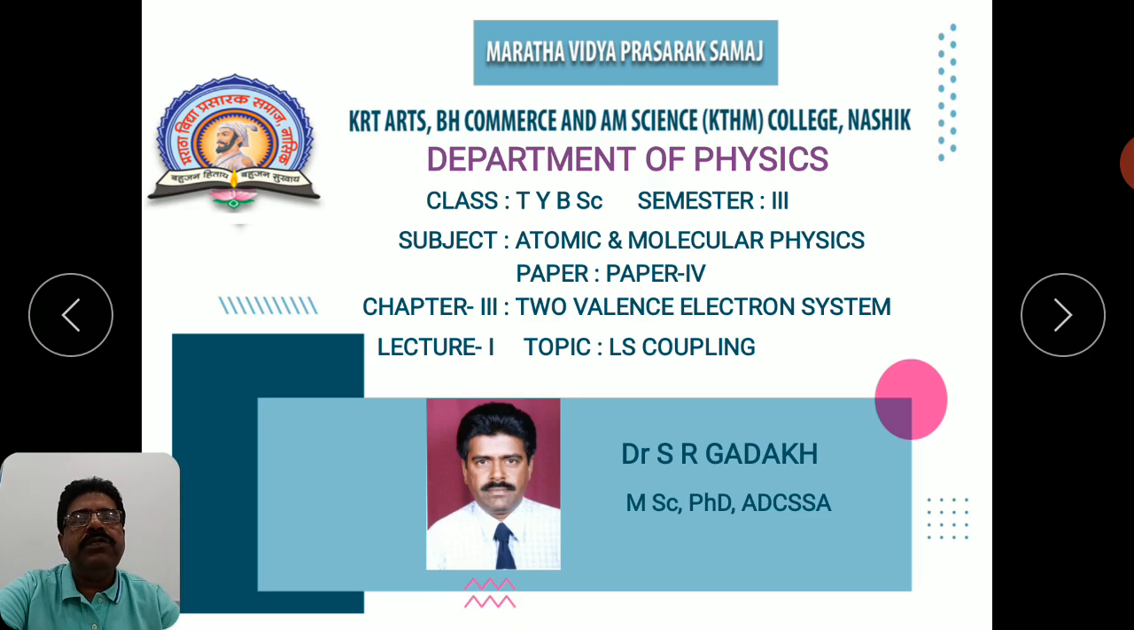And here, especially as an example of two valence electron system, we are going to study the spectra of helium atom. So you know, helium has atomic number 2, and it has only 2 electrons. So it is an example of two valence electron system. So in this first video, I am going to explain this important topic known as LS coupling.